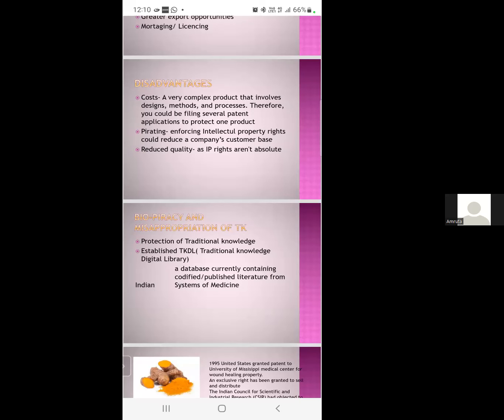Then, IP rights are not absolute. Their quality can get reduced. So these are the disadvantages of IP as well. Even if you have certain rights, there are certain disadvantages to intellectual property rights as well.